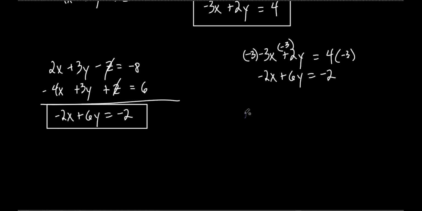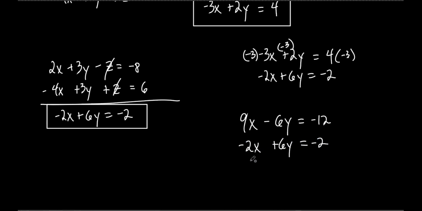-3 times -3, positive 9x. What's that going to be? Minus 6y. Make sure you get your signs right, because look, there's so many steps in this problem. So many places where you could do a multiplication error, addition error, a sign error. So you got to be really careful. Make sure you're doing everything right. 4 times -3 is -12. And then let's just rewrite this. That's -2x. That's plus 6y.